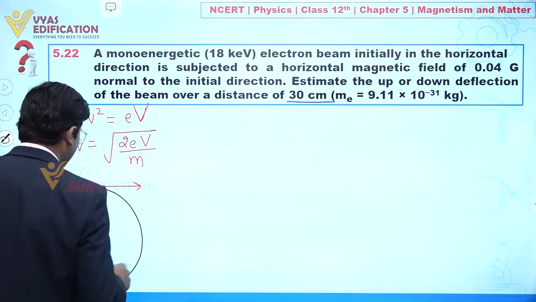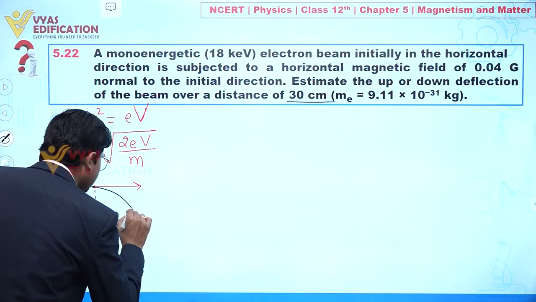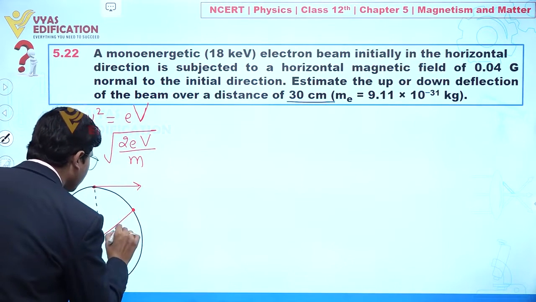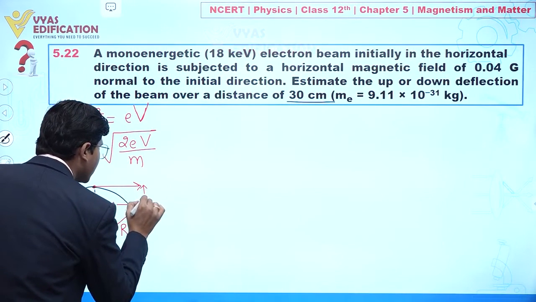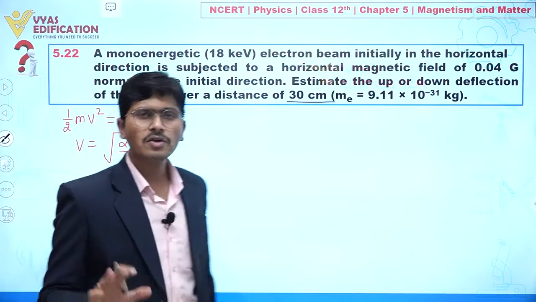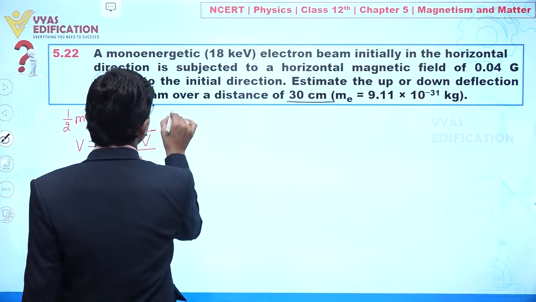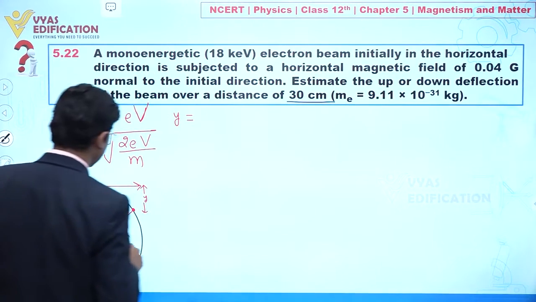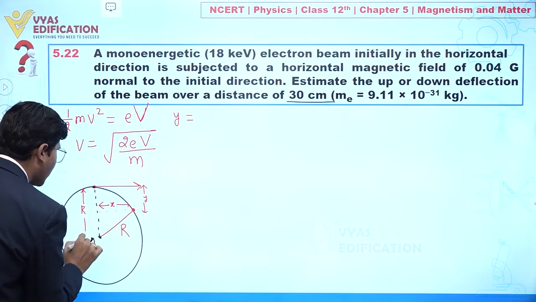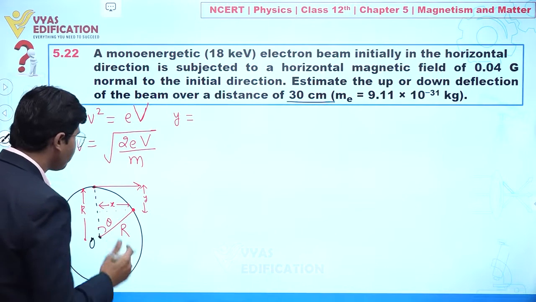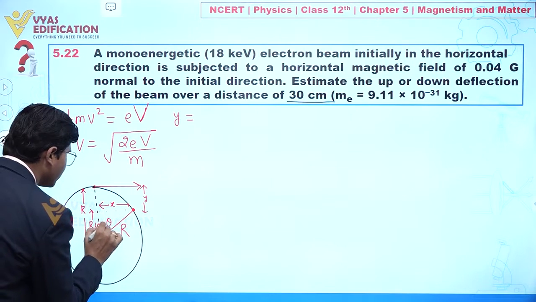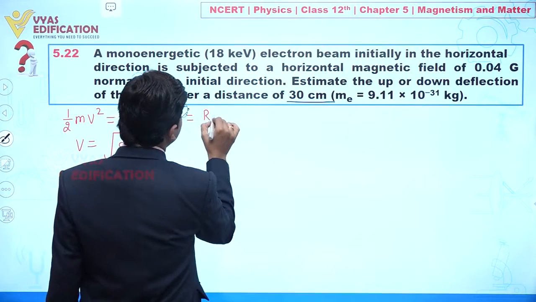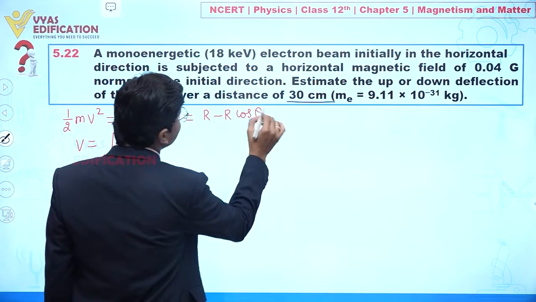Let's suppose after some time this electron will be at this position. I can say this is radius r. Clear? Now we can say this distance covered is x, and let's suppose this distance we have is y. Clear? So overall my objective in this question is to calculate y. y is given by, I can say, this total distance we have is r. Let's suppose I am taking this angle theta. So we can say this value we have is r cos theta. Clear? This is r cos theta. So from here you can write like this, r minus r cos theta.